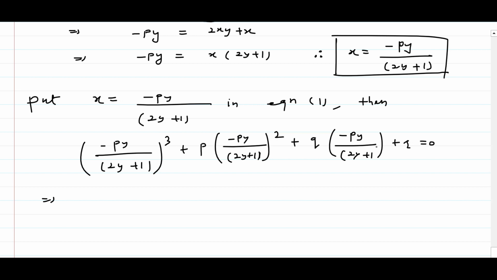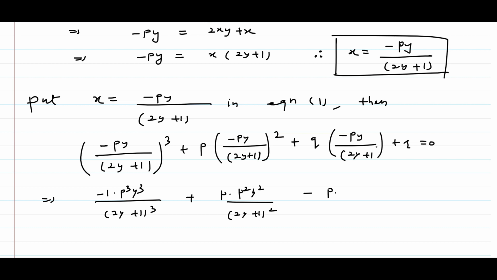So now from here, because negative to the whole power 3 is odd, it will give negative 1 multiplied by p to the power of 3 y to the power 3 over 2y plus 1 to the whole power 3. Here that is p times of p square y square over 2y plus 1 to the whole square, and negative p times of q y over 2y plus 1 plus r is equal to 0.